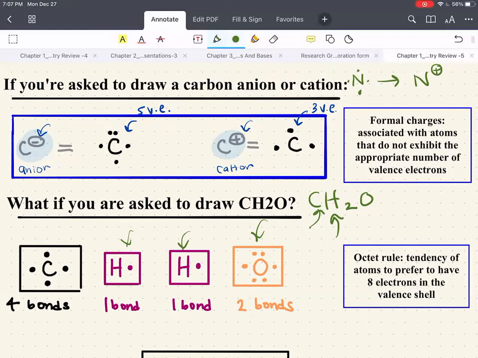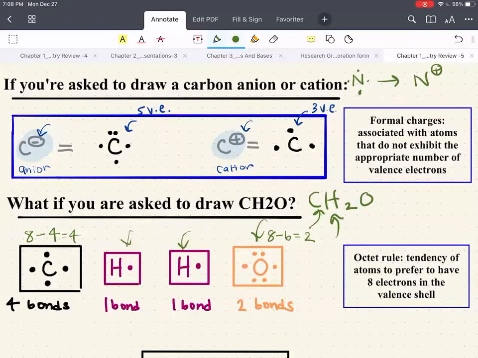The next step is to figure out how many bonds each one of these atoms can form. Carbon has 4 valence electrons, and it can form 4 bonds, since 8 minus 4 is 4. Hydrogens only have that 1 electron, so they can only form 1 bond. And oxygen has 6 valence electrons, so 8 minus 6 equals 2, and oxygen can form 2 bonds.